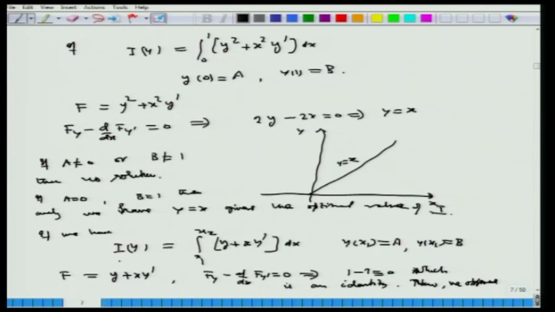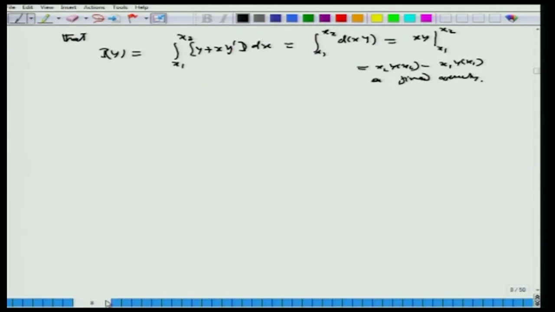In the next example, we considered I(y) equal to the integral from x1 to x2 of (y plus x y prime) dx, and again with those same conditions, y at x1 equal to a and y at x2 equal to b. F is here y plus x y prime, and we see that here m y minus n x reduces to an identity, here 1 minus 1 equal to 0. And so, this is an exact differential, which is actually d of xy, and so we get the integral from x1 to x2 of d of xy, which is xy evaluated from x1 to x2. So, that is x2 times y at x2 minus x1 times y at x1, which is a fixed quantity, and so this is not a problem of the calculus of variations.